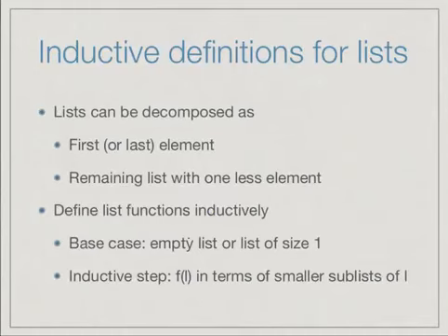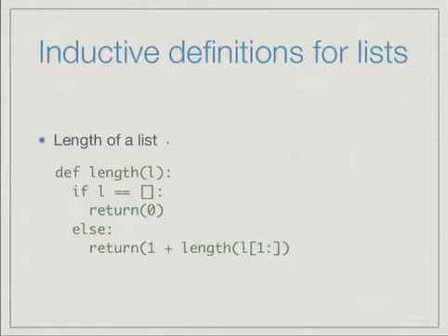So we will have a base case where the function is defined either for the empty list or for a simple list of size 1. And in the inductive step, f of L will be defined in terms of smaller sublists of L. Again, this is best understood through some simple definitions.